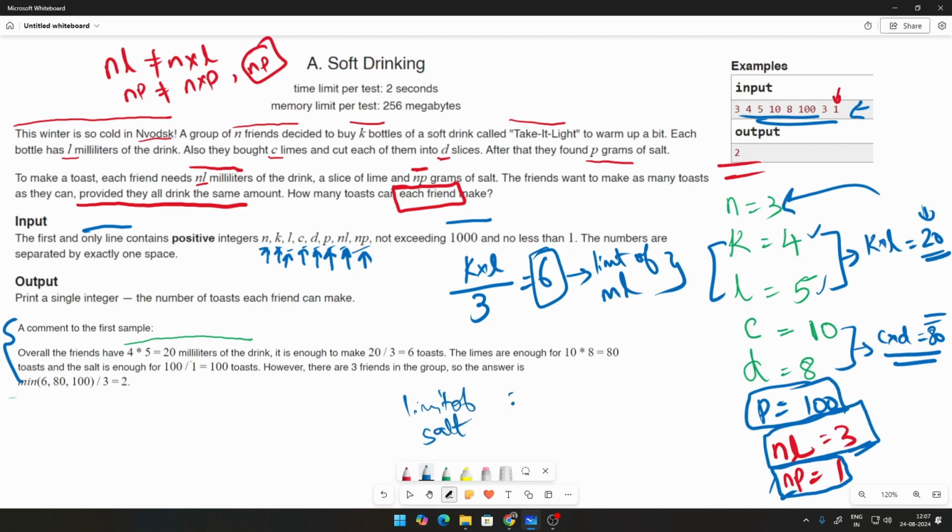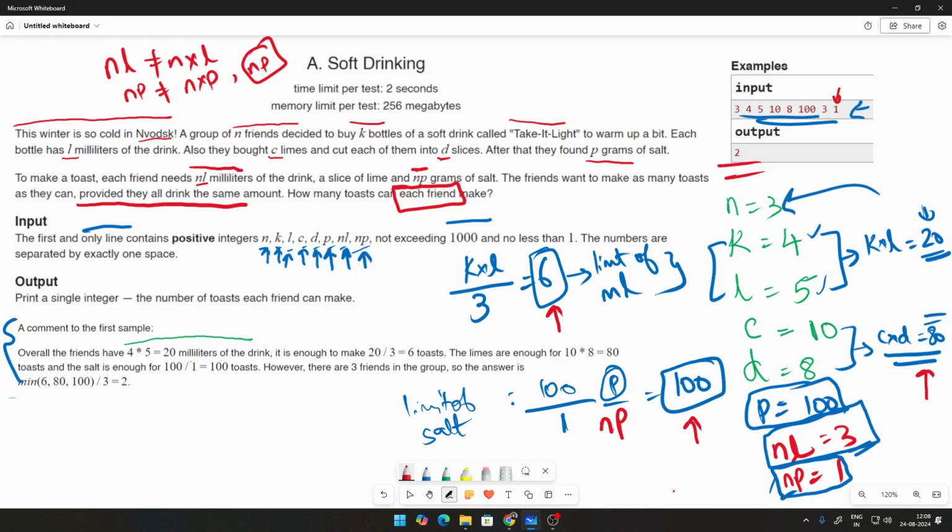So in order to find the limit of salt, I can say I have 100 grams of salt, and for one toast I need 1 gram of salt, that is P by NP. We are going to be getting a value of 100 over here. This P is different from this. I hope you're able to understand. This NP is a whole thing, it's not N into P. It's just NP. So my limit of salt is 100, my limit of ml is 6, and my limit of lemon is 80.